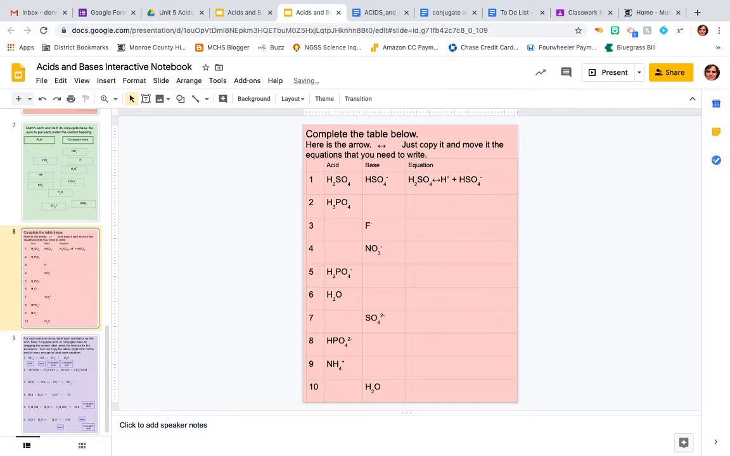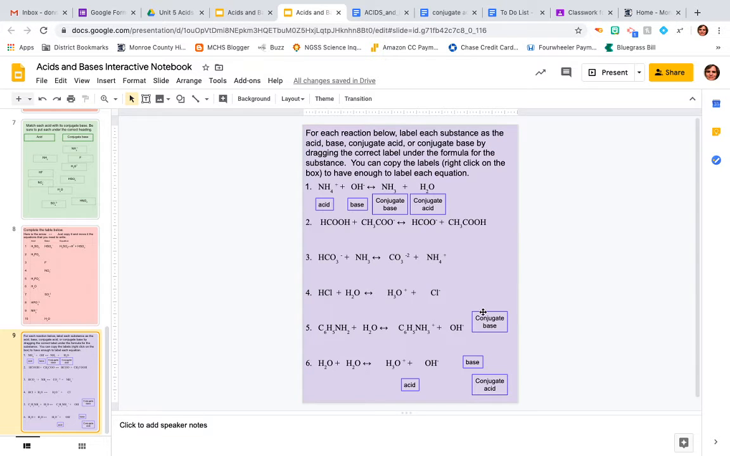But again, these are slides where you're going to be typing on them. This is another one where you're going to right click on these. You're going to make sure you see the plus. You're going to copy them, and then paste it so that you have another box, and then you can go up here and put it. And what you're doing in these equations is classifying each substance as an acid, base, conjugate acid, or conjugate base. We will look at this in just a few minutes. I just wanted to show you how to interact with these slides.